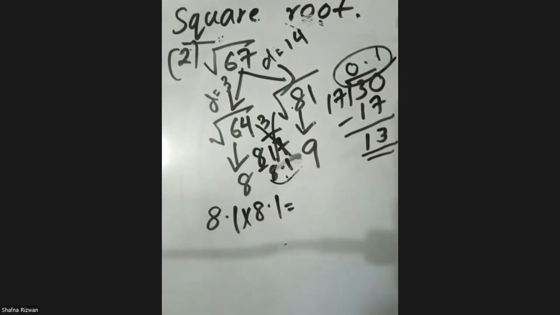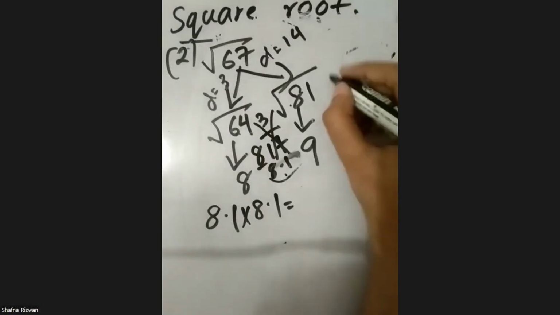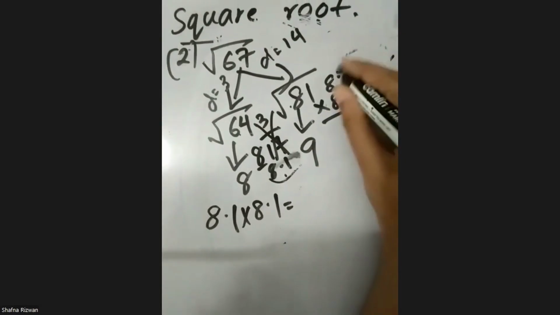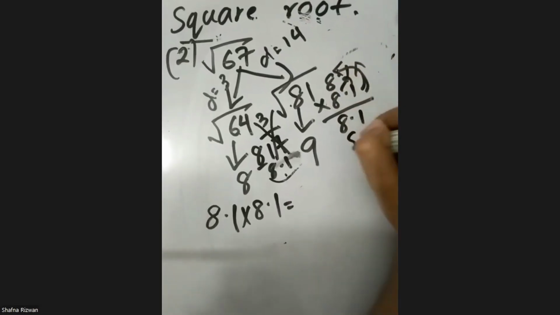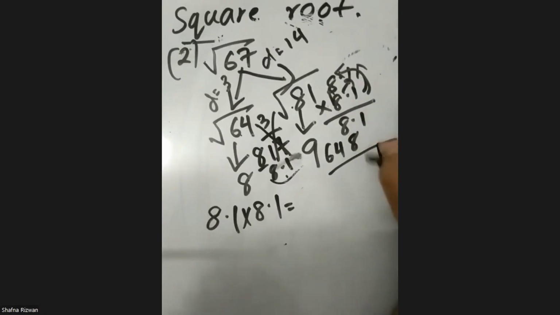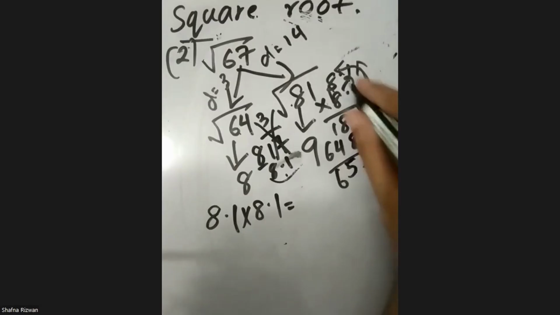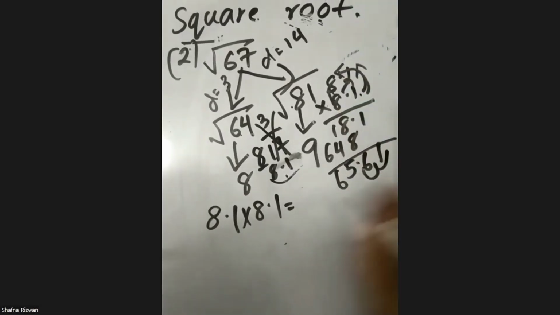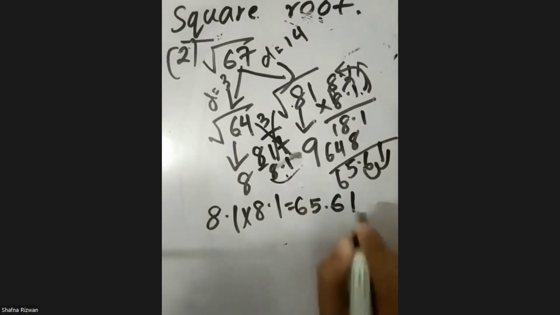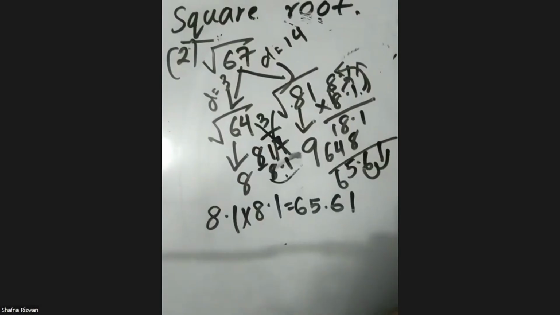Whenever they have given it, try to do it. Now here 8.1 into 8.1: 1 ones are 1, 1 into 8 are 8, 8 into 1s are 8, 8 into 8 are 64. So here 1, 8 plus 8 is 16, and 4 plus 1 is 5, and 6, 2 decimal places. Now take it here. So how much will I get? 65.61. Okay, I'm getting like that. But I need 67. So see the closest one.